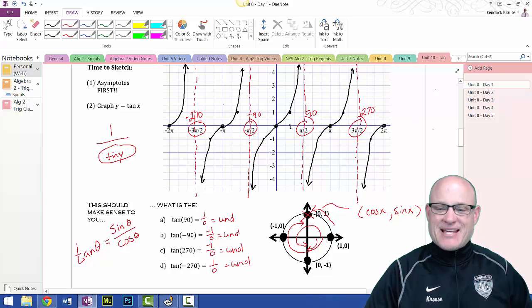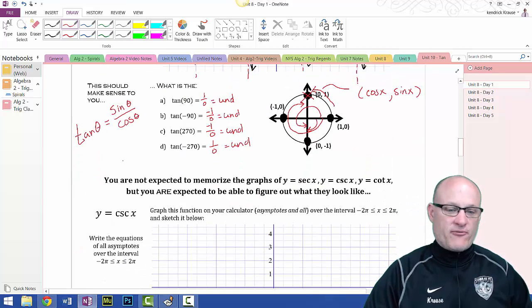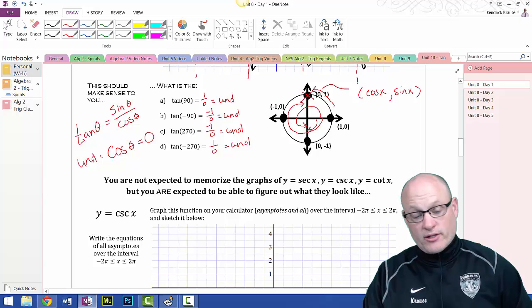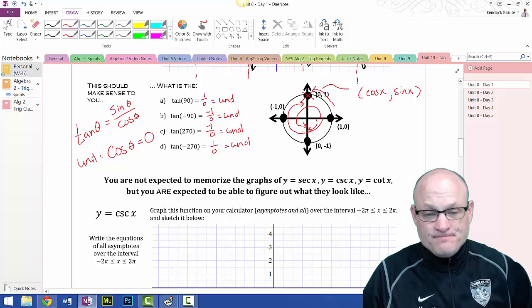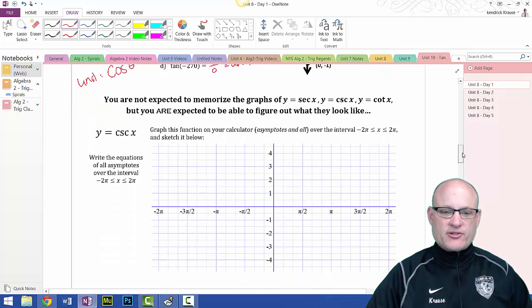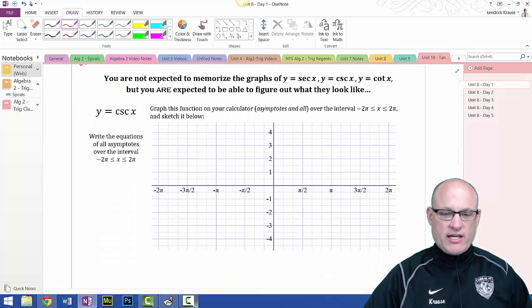So a tangent curve is always undefined wherever cosine of theta equals 0. And that's at 90, 270, and you can just keep going and going and going, every odd one. All right? So that's the tangent curve. Pretty simple. Let's talk about the cosecant curve.